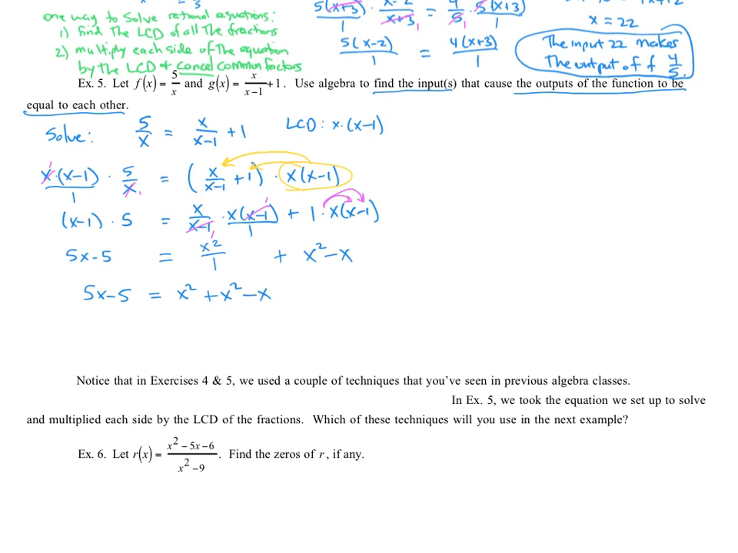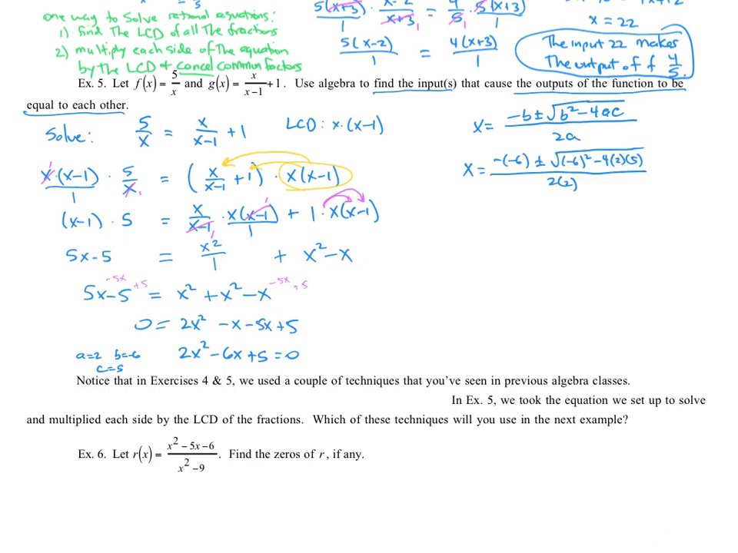When we solve quadratic equations, it's nice to get 0 on one side. So I'm going to subtract 5x and add 5 to each side. This is the same thing as 2x squared minus 6x plus 5 equals 0. It doesn't appear that the left-hand side will factor, so I'm going to use the quadratic formula. A equals 2, B equals negative 6, C equals 5. Let's plug those numbers in and see what we come up with.